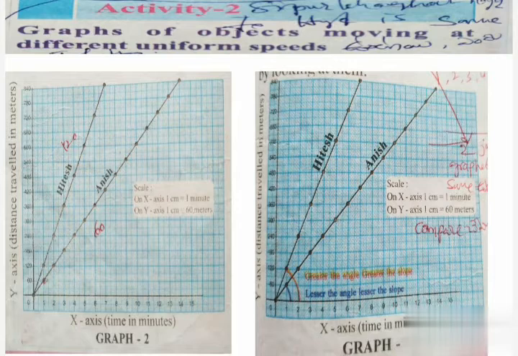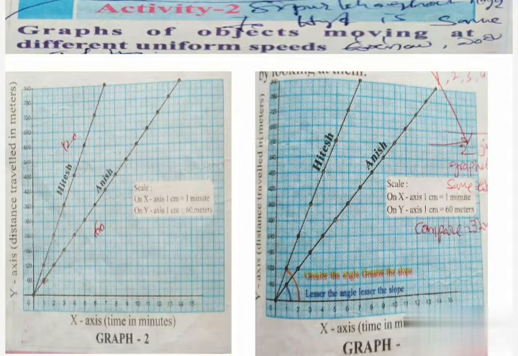Now we will discuss the relation between speed and the slope of a graph. If we have two graphs of uniform speed, just by looking at the two lines we can tell which speed is greater.